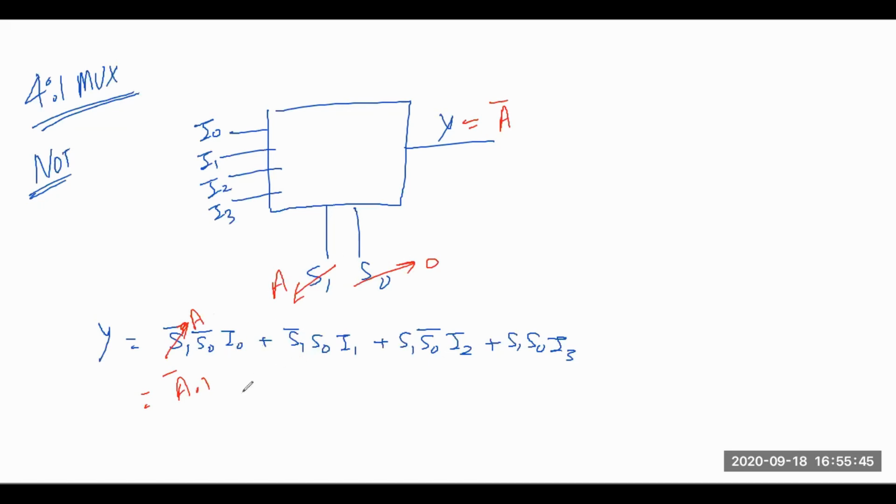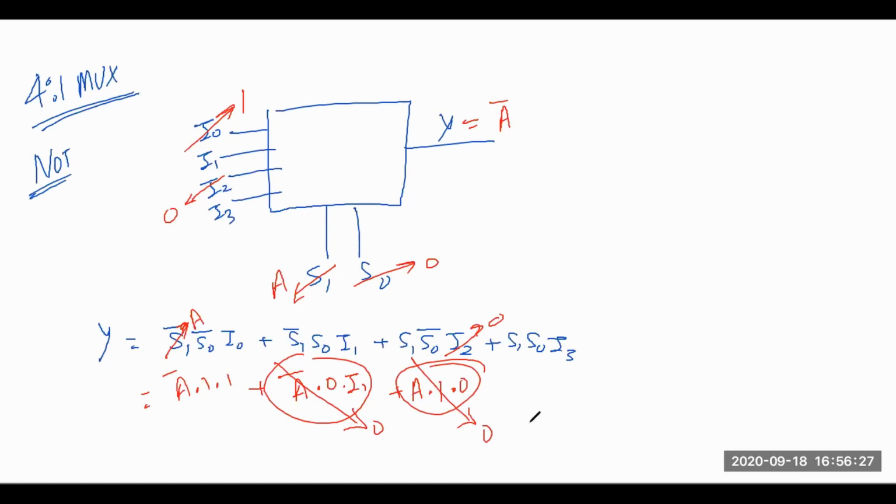For I0 I need to consider 1, so I am considering 1 here. The second term will be A bar, S0 is 0, so this is dot 0 dot something. No need to worry, because this is dot 0, by default this whole thing will be 0. And this term is A dot 1 dot I2, so I need to give 0, so that this whole thing becomes 0.